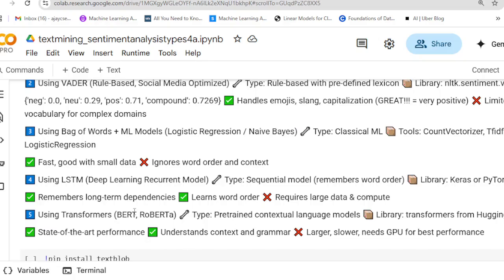Transformers can be BERT or RoBERTa that can be used, and there are transformers from HuggingFace also. They are very good, but they are larger, slower, and they need GPU for best performance.